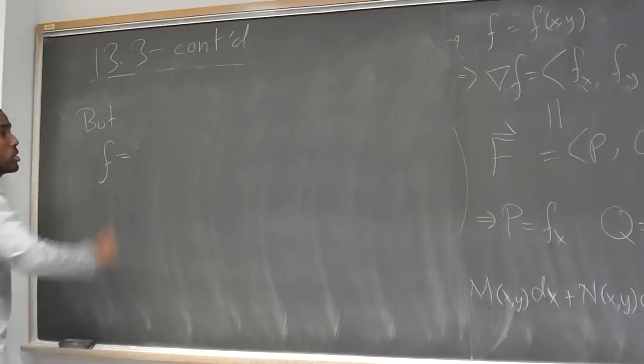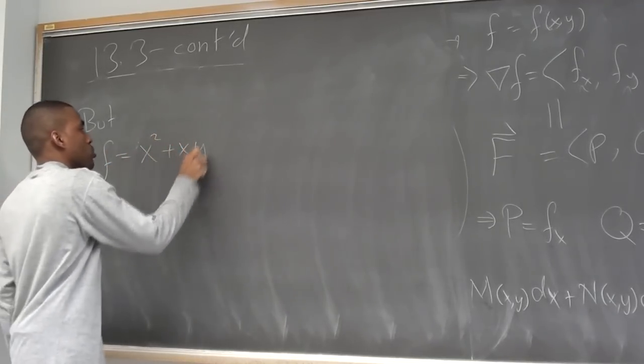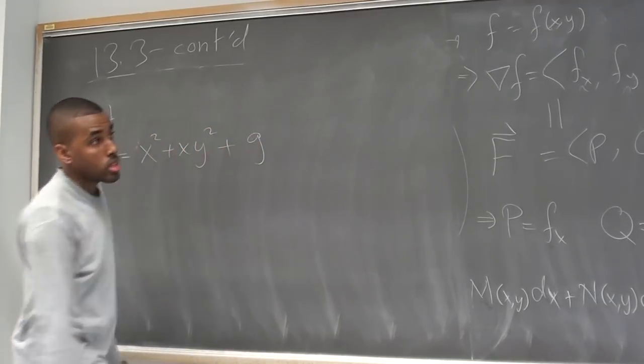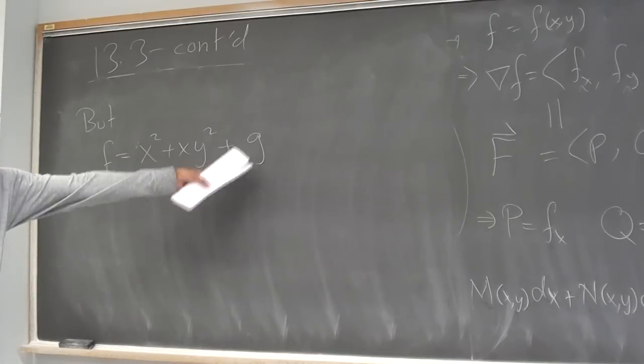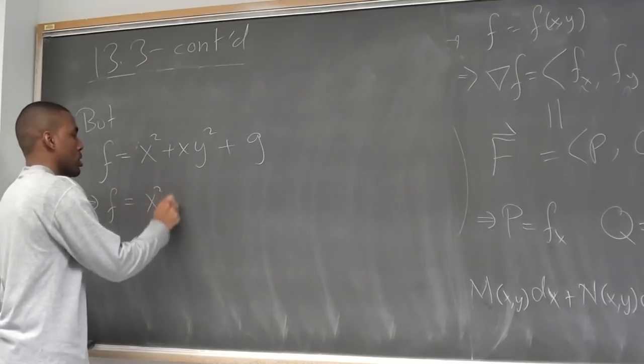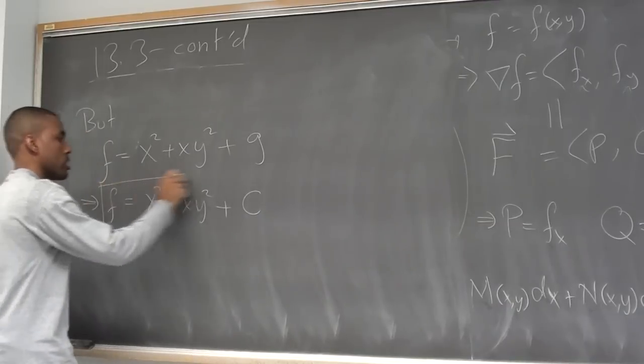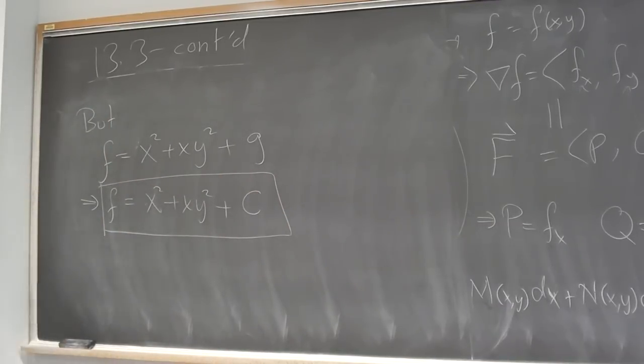But what do we know? We know that f is actually equal to x squared plus xy squared plus g, right? But my g I know is a constant. This means that f is x squared plus xy squared plus some constant. And that's going to be my function.